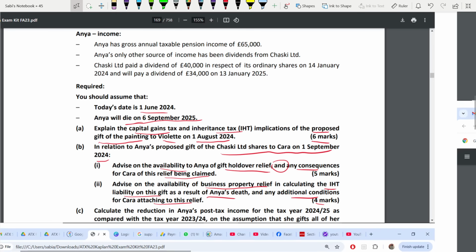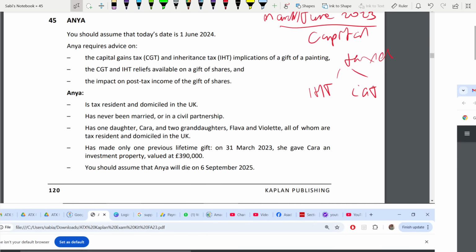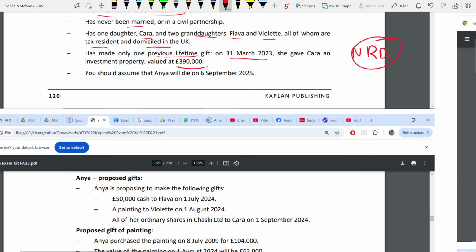So now we'll go through the gifts. She is tax resident and domiciled in the UK, never been married, with one daughter Kara and two granddaughters, Lava and Violeti. All of them are tax resident and domiciled in the UK. She made one previous lifetime gift on this date, worth 390,000. Why did they give you this lifetime gift? For you to decide on your nil rate band, whether it is utilized or not, and whether it falls within 7 years or not. And it is there within 7 years.